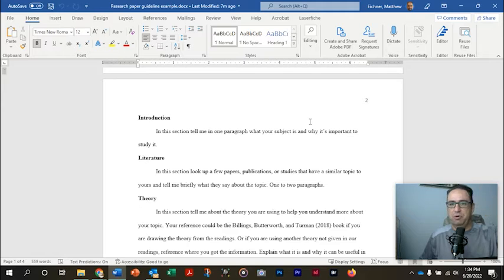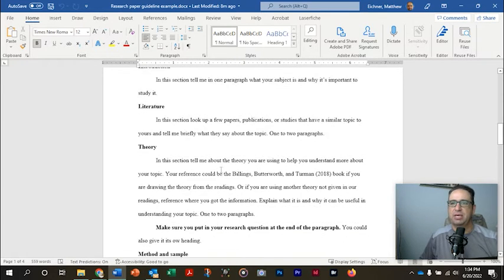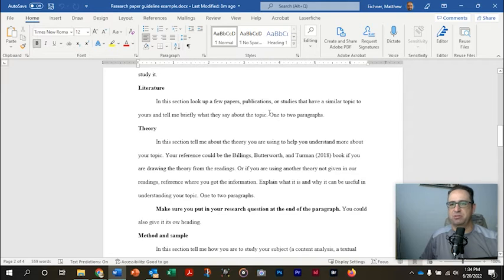But so what we're looking for is an introduction at the beginning in one paragraph. Tell me about your subject and why it's important to study it. And then some of the literature. Now, the literature is a little bit of the history on your subject. So if your subject has had some papers written on it, that's why I said be very specific about your subject, real specific. So look up a few papers, publications, or studies. You could go to Google Scholar, which is an excellent place to look for previous research. And it actually has a really good search mechanism. In this section, that's 1 to 2 paragraphs on just some previous literature. You don't have to give me 20 examples. 2 or 3 is fine of important ones that you feel are relevant to your study.